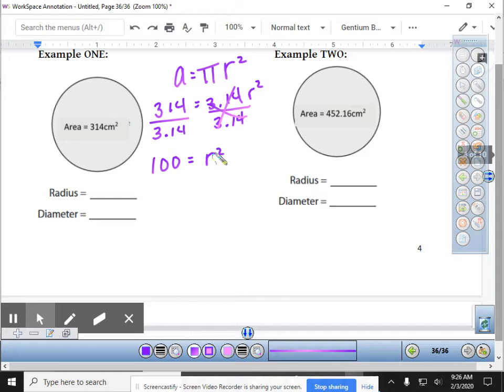Now we gotta square root it, we gotta undo it, right? So try to draw that radical sign, like that, and we are left with the radius equals what? 10, because the square root of 100 is 10. So if the radius is 10, what is the diameter? 20. Awesome.